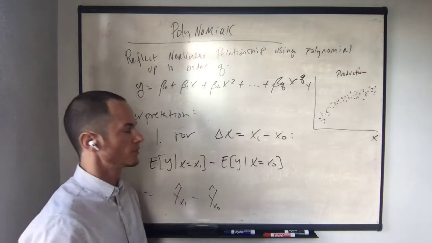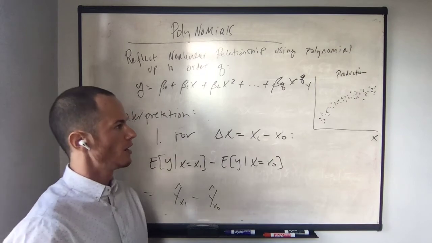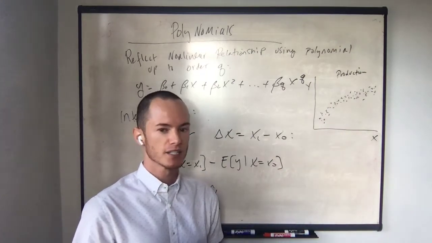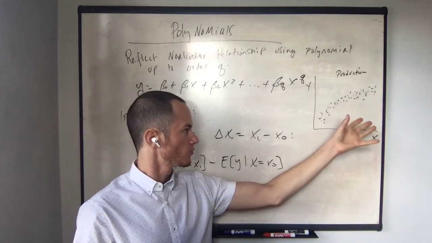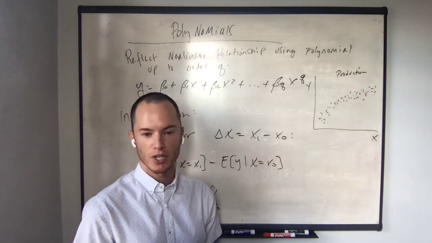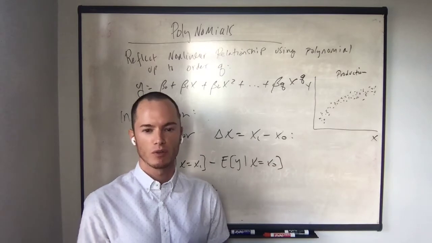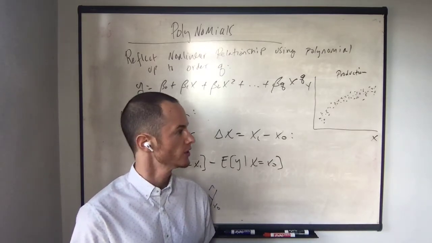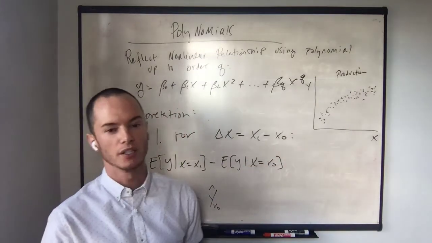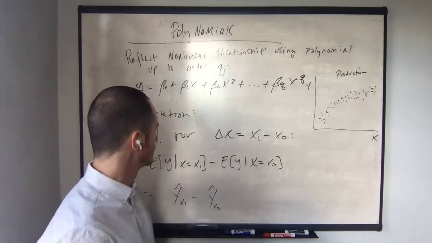Here we have just a simple example. I have in this diagram an example of a production function that demonstrates diminishing marginal returns, and one way to reflect diminishing marginal returns is using a polynomial regression function.